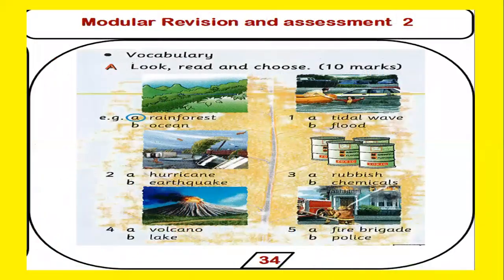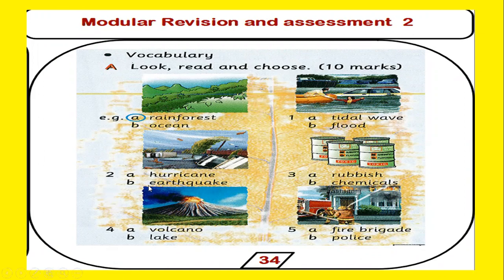Another slide, another question. We have vocabulary here and we need to choose. Look, read, and choose. Here, what is this? It's a rainforest. Okay, number 1. A tidal wave or a flood. We said that this is a flood because this is water from the rain. This is not from the sea, so this is a flood. A flood is number B.